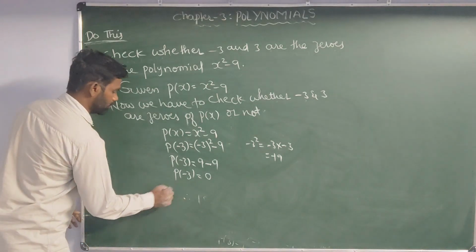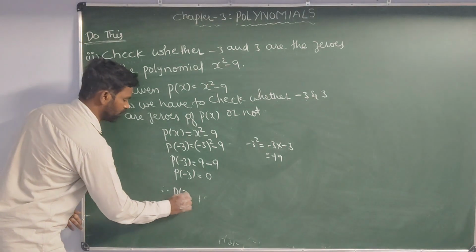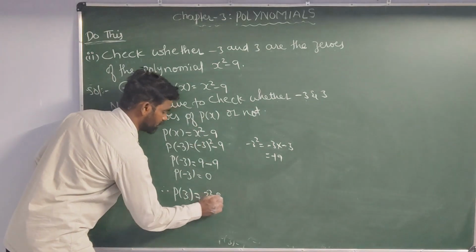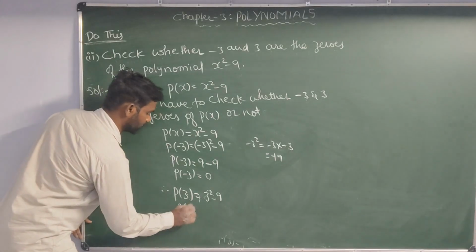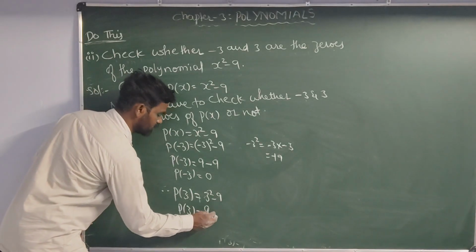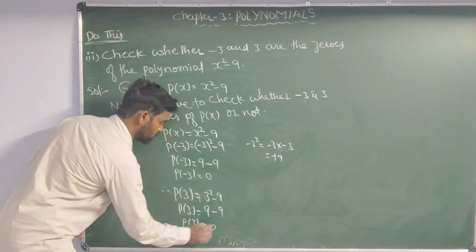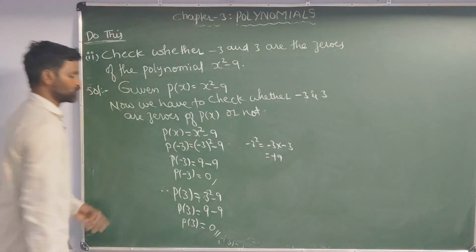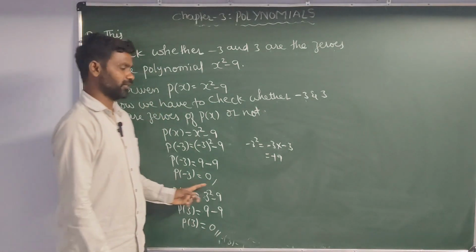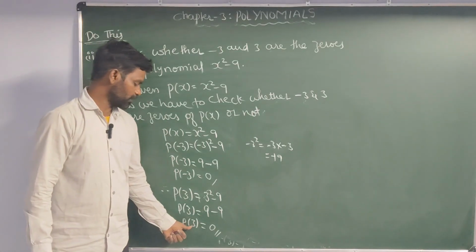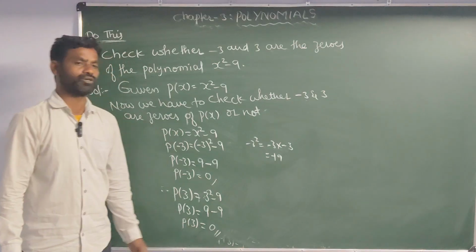Next, we have to substitute plus 3. Wherever x is there, you substitute 3, that is 3 square minus 9. So P of 3 is equal to 3 square is 9, 3 threes are 9, minus 9. So P of 3 is equal to 0. So when we substituted P of minus 3, we got the answer 0. In the same way, when we substitute in the place of x, that is P of 3, it is equal to 0.